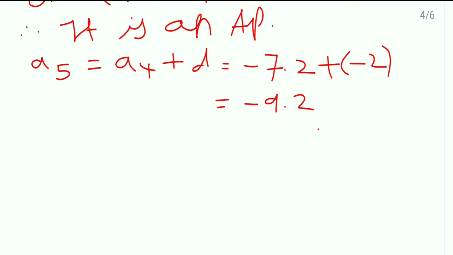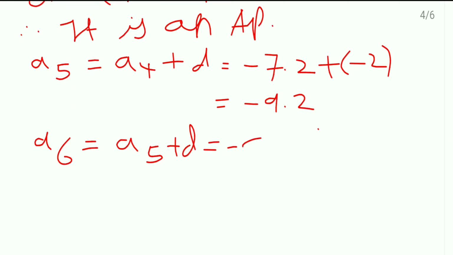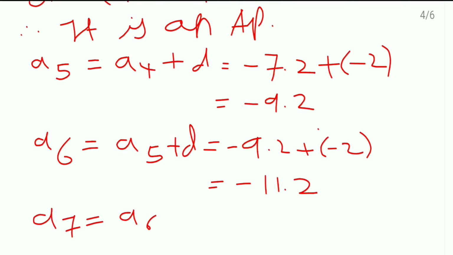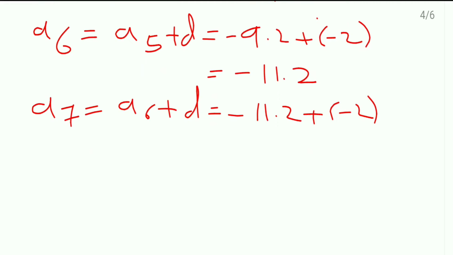Now A6 you need to find out. A6 is equal to A5 plus D, which is equal to minus 9.2 plus this minus 2, which is nothing but minus 11.2. Come to A7 here. A6 plus D is minus 11.2 plus this minus 2 here. So you are getting minus 13.2. In this way, you are getting all three terms.